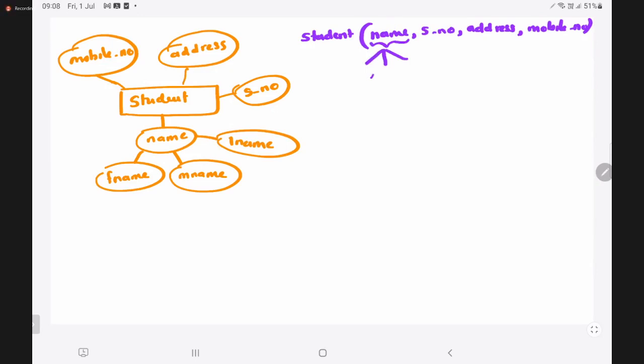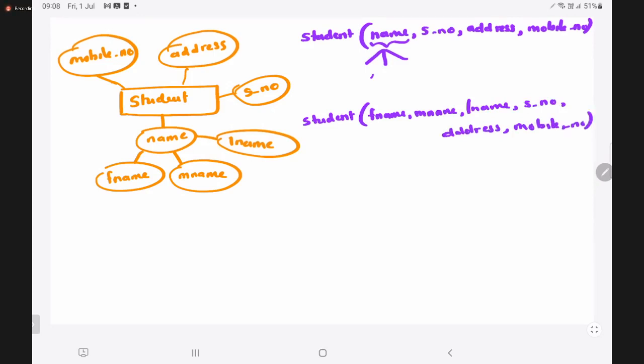Student has a first name, middle name, last name, S number, address, mobile number. This is how we put composite attributes. We do not put the composite attribute itself; we put the other parts of the composite attribute in our table.